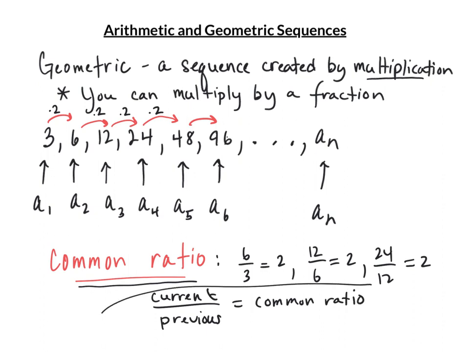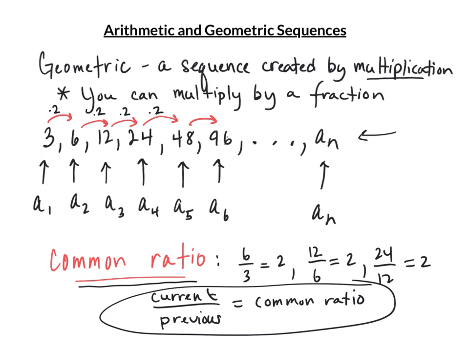This is very important in understanding a geometric sequence, and it leads to exponential functions, which we'll talk about soon. Just keep in mind that a geometric sequence is created by multiplication, and to find out what you multiply by, you take any term and divide it by the previous term. Take the current term, like 96, divide it by the previous term, 48, and you're always going to get 2 in this example here.